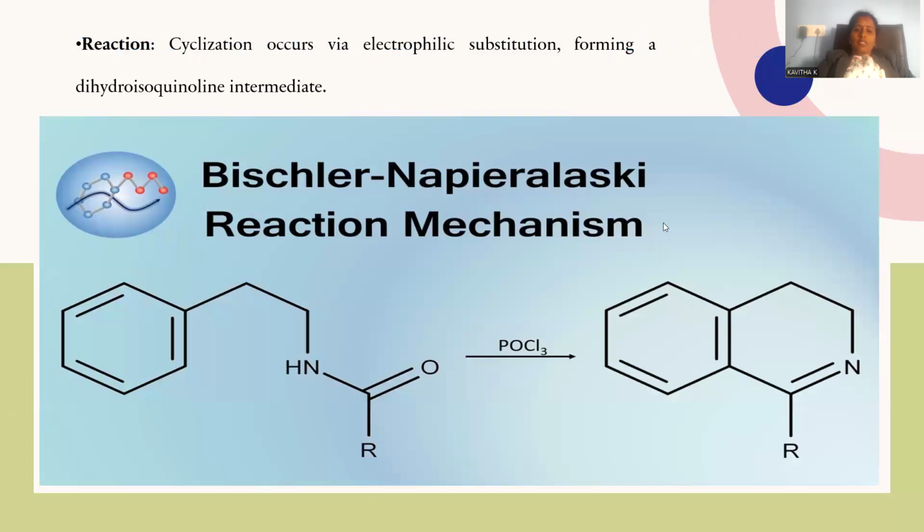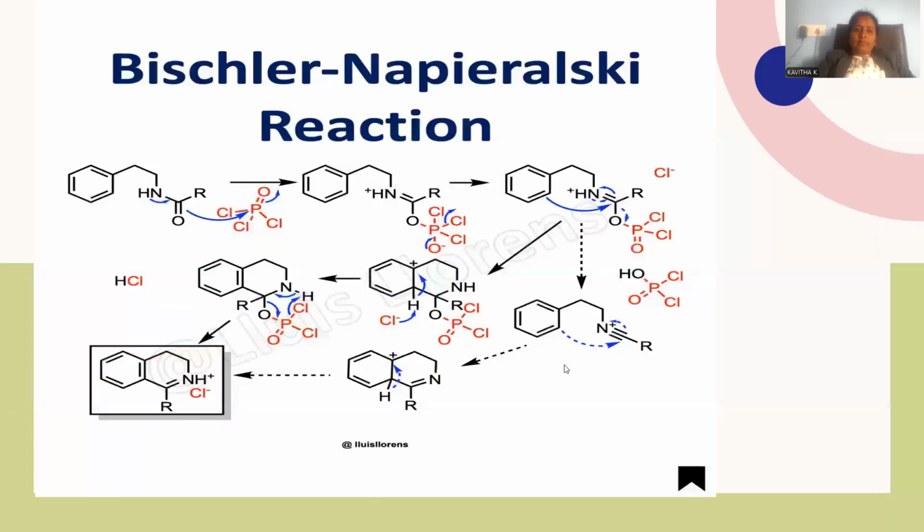Bischler-Napieralski synthesis is provided for a glance, and here is the amide linkage. The exactly adjacent position is said to be alpha, and the beta position is occupied by the benzene ring. So that is a beta-phenylamide, and phosphorus oxychloride is to be applied upon it, so that initially we will achieve a kind of dihydroisoquinoline. Later on, it will be oxidized, giving the subsequent isoquinoline as the final product we are expecting.